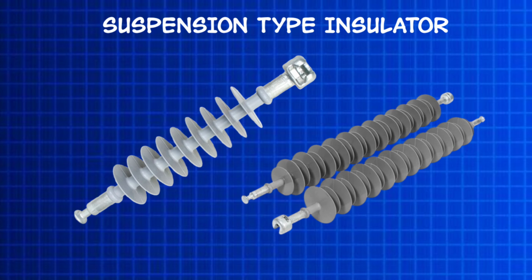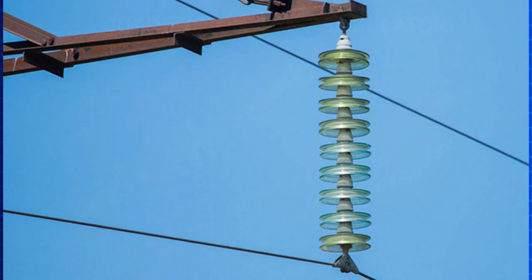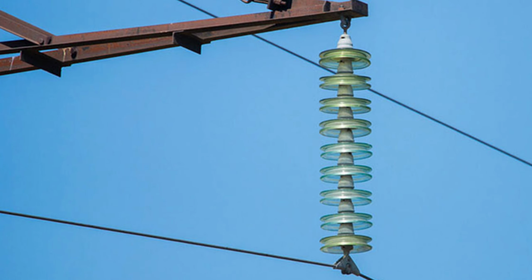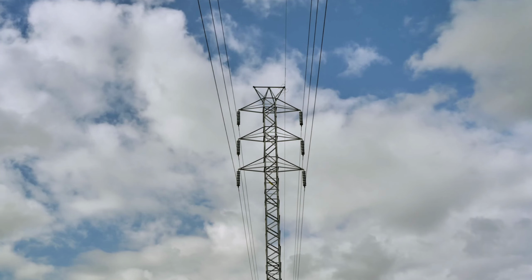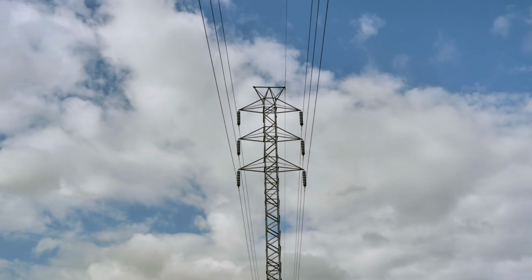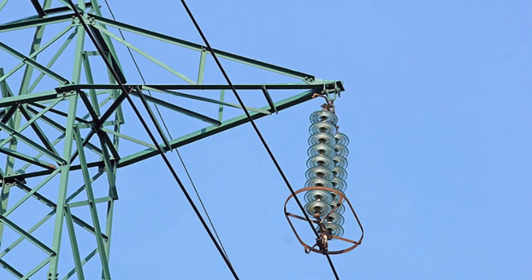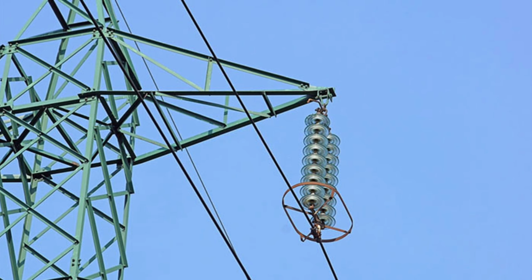A suspension type insulator is a key component in overhead power transmission, designed to handle high voltage with safety and reliability. Its modular structure allows engineers to adjust the number of units as per voltage requirements, which make it suitable for long span lines and extra high voltage applications. The main function of a suspension insulator is to separate the line conductors and support them electrically.